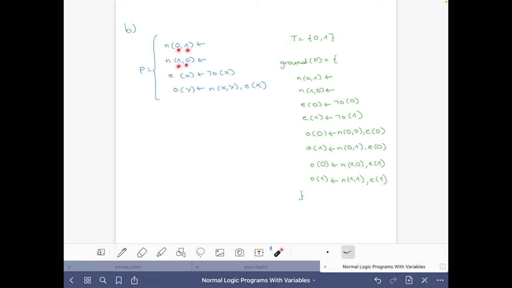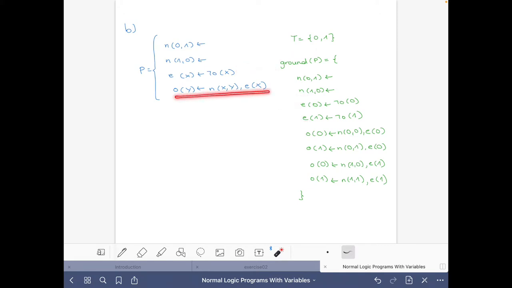For this, I collected the constants in the program. And given that there are no function symbols, this is all we have to do to get the Herbrand universe. And then I go rule by rule, determining the ground instances. So for the facts, I just copy them here. And then this rule has the variable x, so I have to replace the x by each of these elements. And this gives me these two rules for 0 and 1.